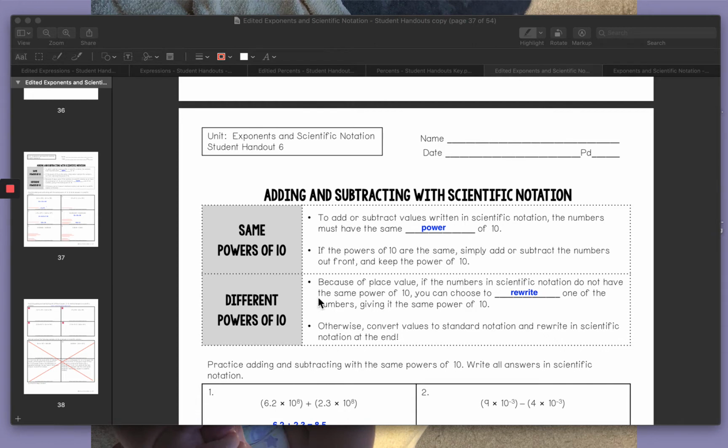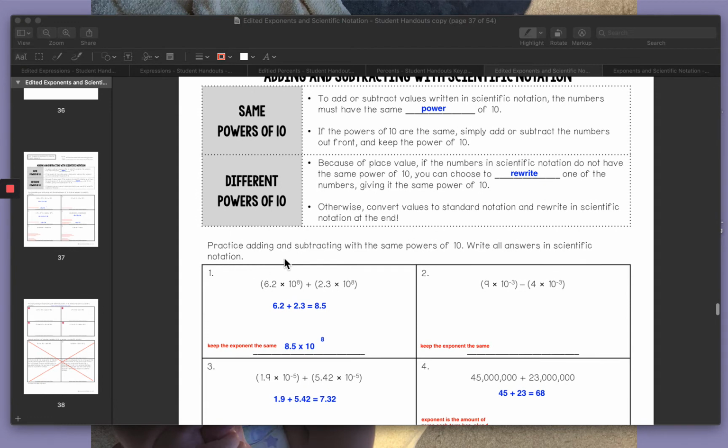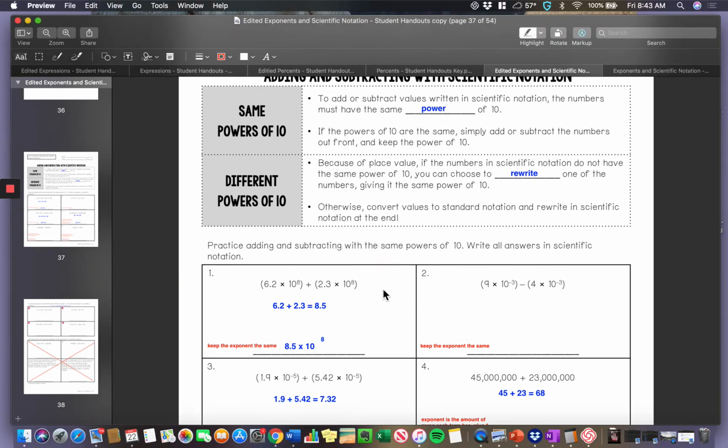of 10. So for different powers of 10, because of place values, if the numbers in scientific notation do not have the same power of 10, you can choose to rewrite one of the numbers, giving it the same power of 10. Otherwise, convert the values to standard notation and rewrite in scientific notation at the end. So, we're going to do some practicing with adding and subtracting with the same powers of 10 and write all our answers in scientific notation.